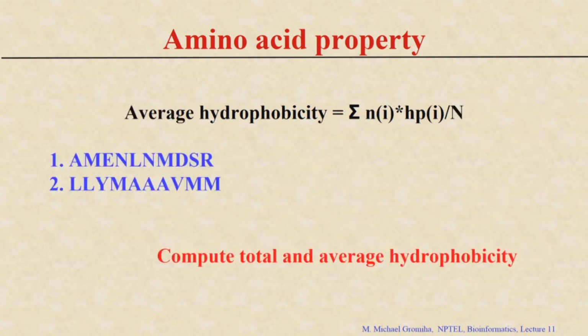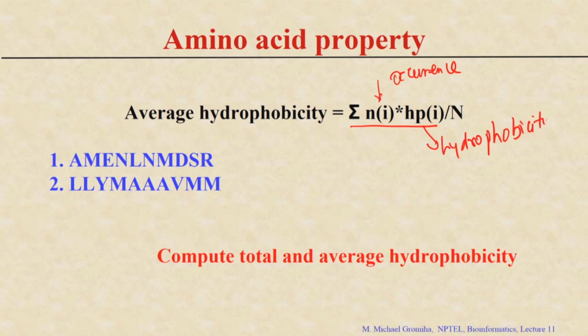So, I have the two sequences now. You can calculate the values using this equation. What is N of I? Composition. N of I is the occurrence of each residue. Hb of I means the hydrophobicity of residue I. To get the average, you have to normalize with N. What is N? The number of residues.